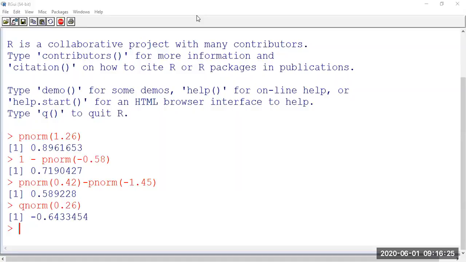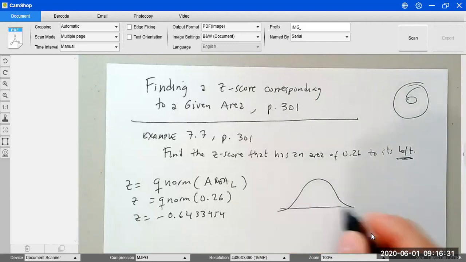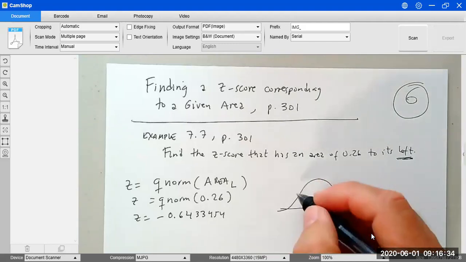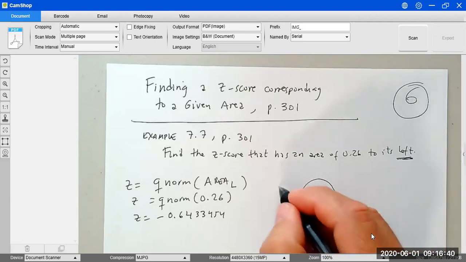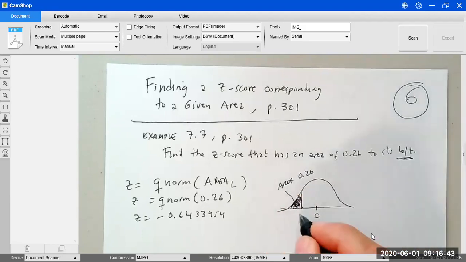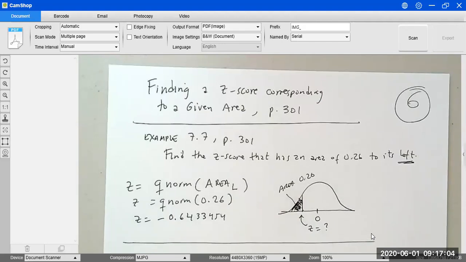If you are using just a table or you want a visual representation of what we are doing, it's just the standard normal distribution. We have 0 here, and we have an area that is given. They are telling us that this area is 0.26, and we want to know this z-score. What is that z-score? So we use the qnorm function. Now we know that this z-score is negative 0.64. Now the next problem that we're going to work is going to be problem 7.9.